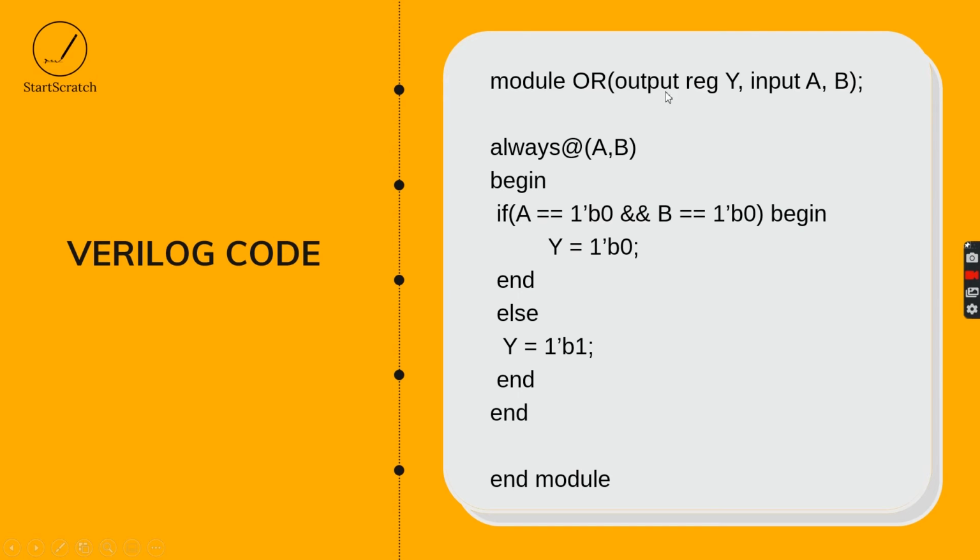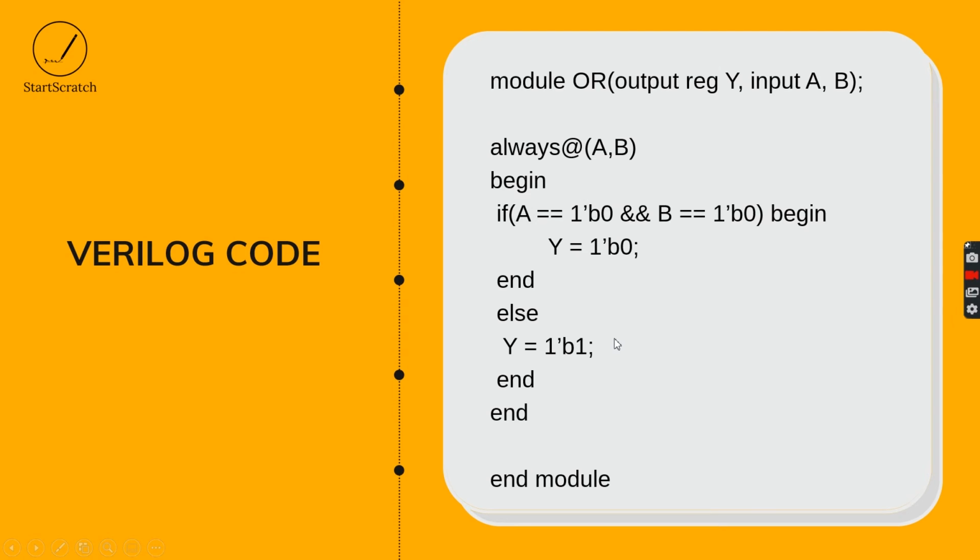Again, the upper part is similar to the AND gate, besides the name. Here I use OR as the module name for the OR gate, and the rest of the part, output reg y and inputs a comma b, is similar. Now coming to inside the always block, you can find the difference, that is the condition, the property a equal to 0 and b equal to 0. If both are true, then the output y will be equal to 0. On the other conditions, y will be equal to 1.